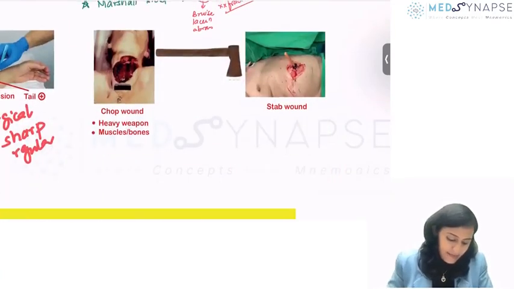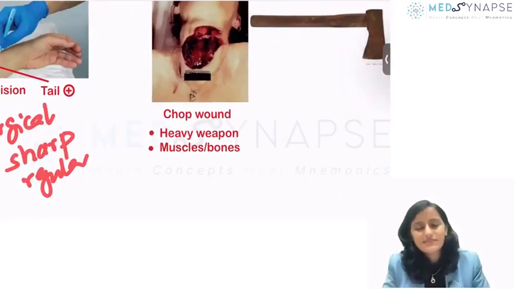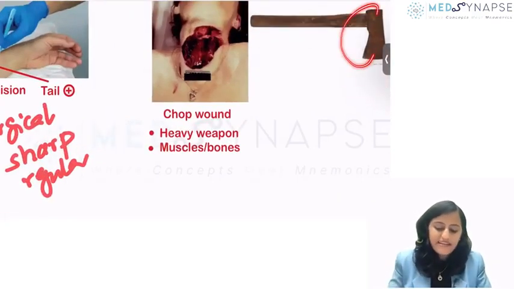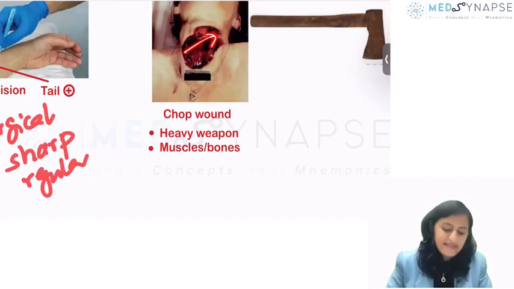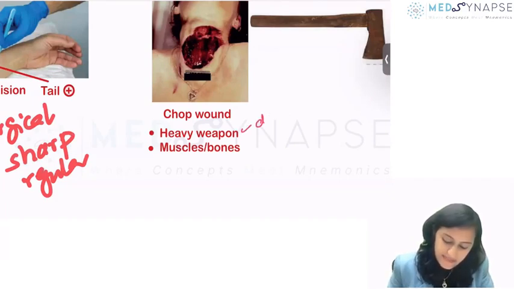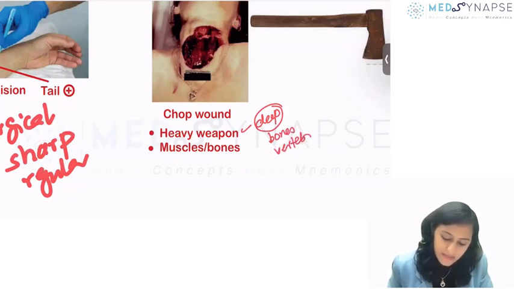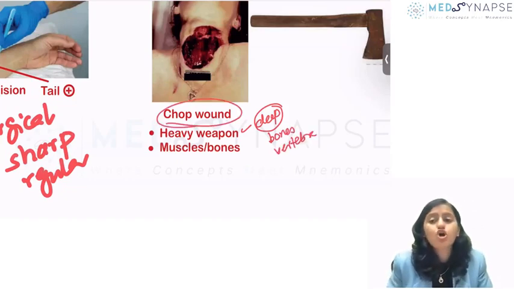Right? Coming to this one, this has been asked in the FMG exam also, where you have a very heavy weapon and it tells you that it is a heavy weapon, and you can see the underlying muscles and the vertebra, very deep. A heavy weapon going till the deep, like the bones, the vertebra. This is called a chop wound.